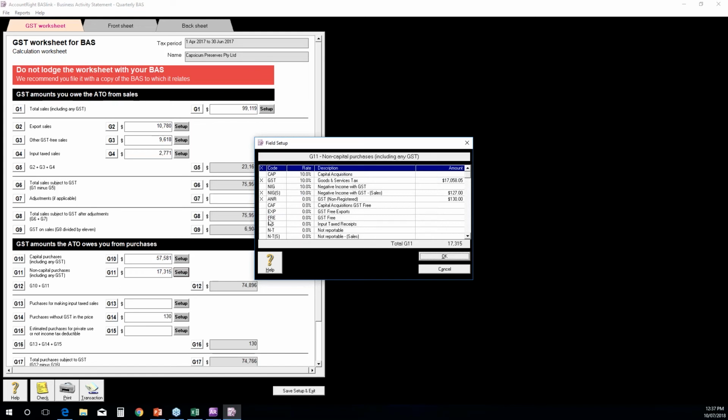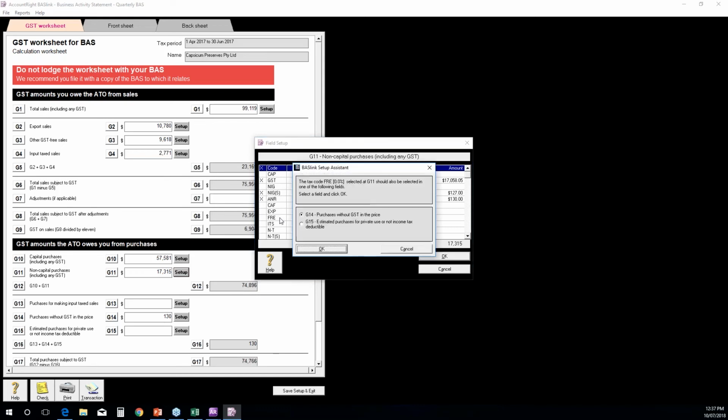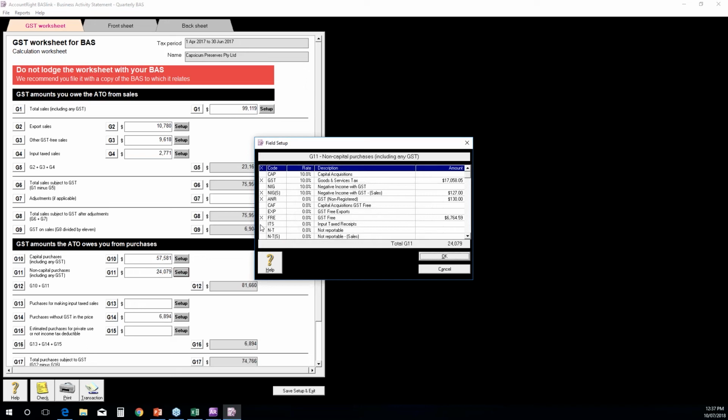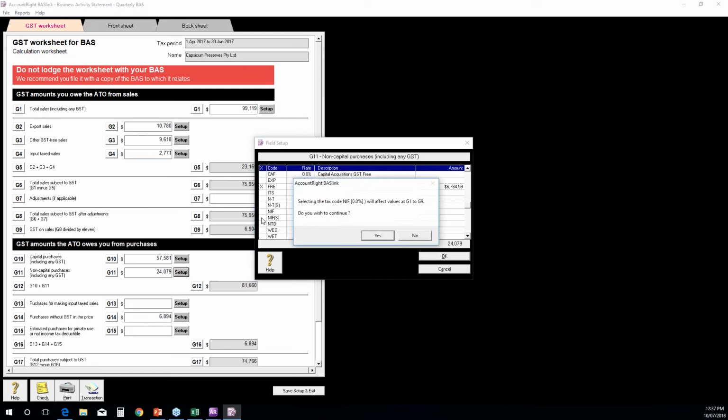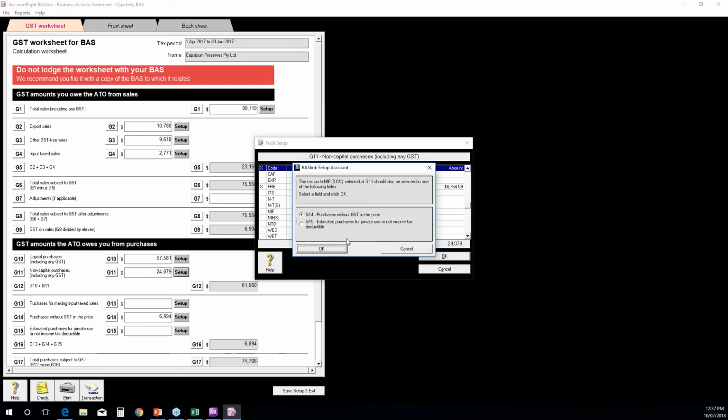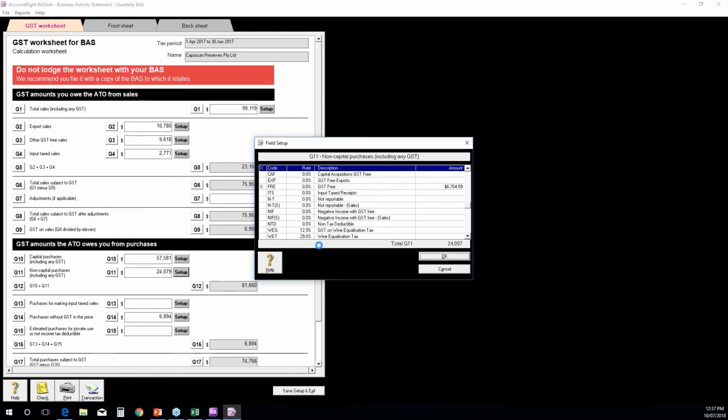CAF and EXP, it's only EXP sales, no purchases. FRE, oh yeah, we have GST free purchases, G14. ITS, it's receipt, not expense. NT, NIF sales, negative income with no GST free. Of course, we will include it as GST free purchases or expenses.